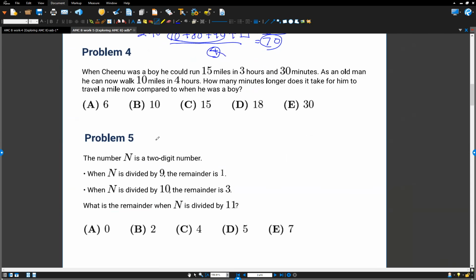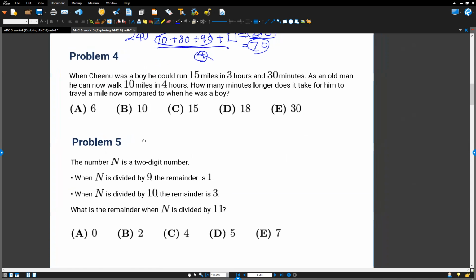All right, now we're going to take number 4 again. When Chinyu was a boy, he could run 15 miles in 3 hours and 30 minutes. Not only 3 hours, 3 hours 30 minutes. Actually, it's 3.5 hours. 30 minutes is 30 over 60, which is 0.5, right? Not 0.3. That is 0.5 hours.